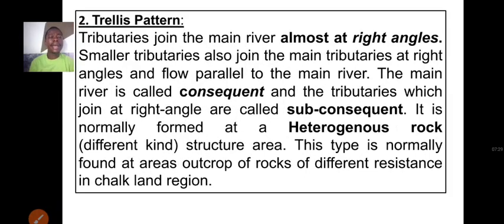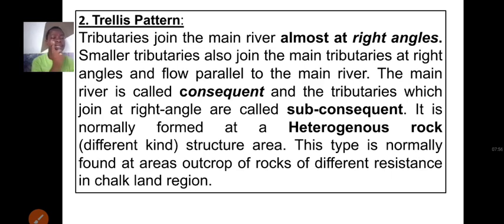Now what is called the trellis pattern? Tributaries join the main river almost at right angles. Small tributaries also join the main tributaries at right angles and flow parallel to the main river. So the main river is called the consequent river, and the tributaries which join at right angles are called subsequent. And it is normally formed in heterogeneous rocks.